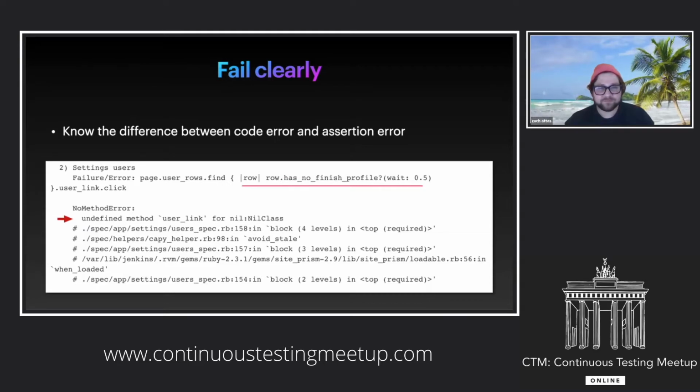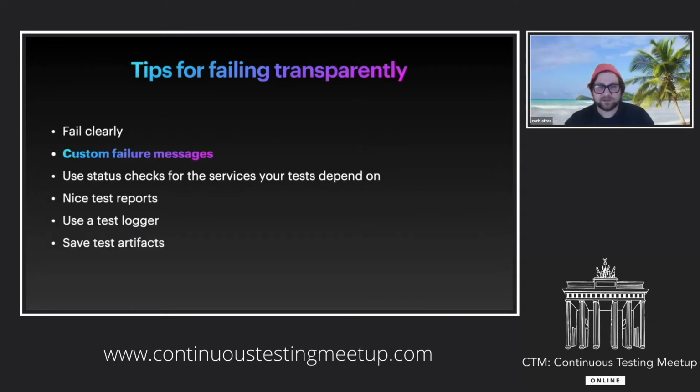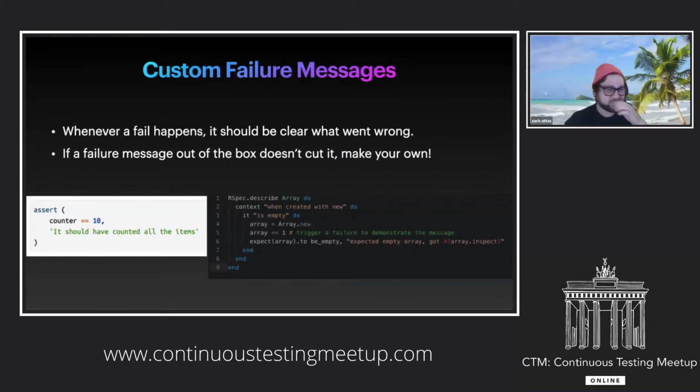All right, so these two topics are interrelated, custom failure messages. As I've been saying, whenever a failure happens, it should be clear what went wrong. And another thing I'd like to instill is, if the failure message doesn't cut it, make your own failure message. These libraries that I'm showing, the one on the left Python, right Ruby, again, they have extra parameters where you can describe what went wrong, and you can do a little bit of introspection.